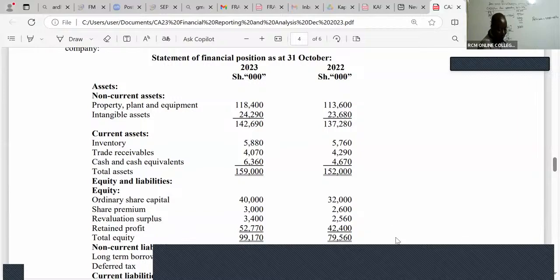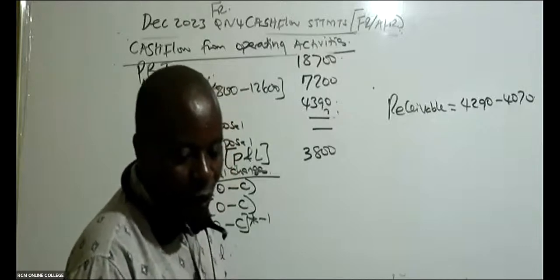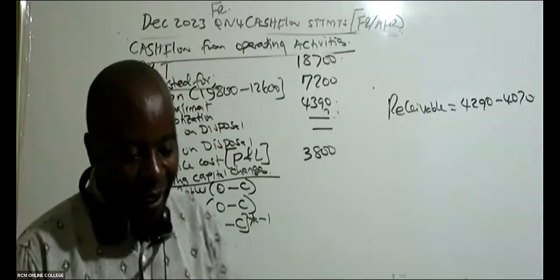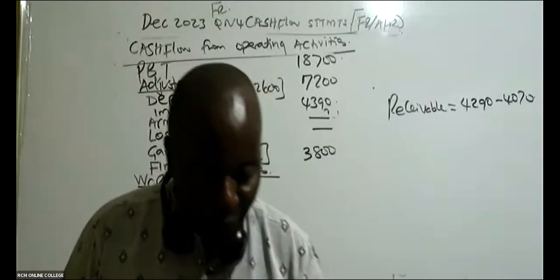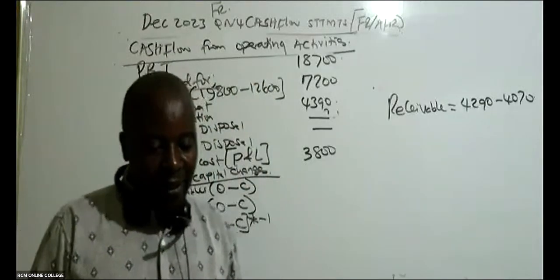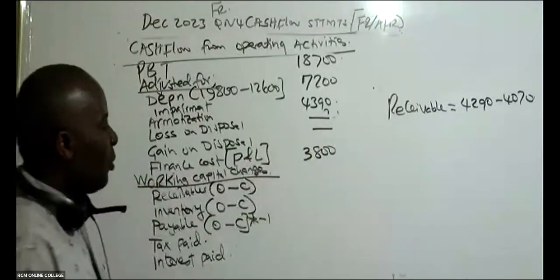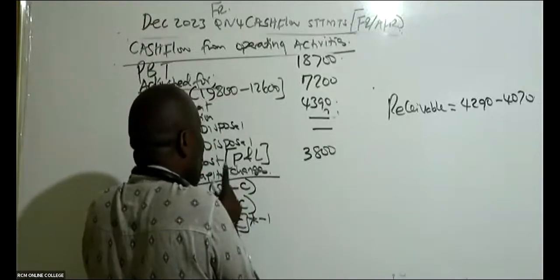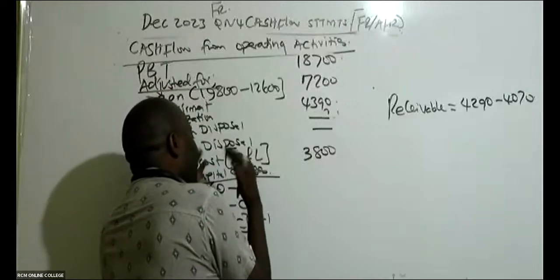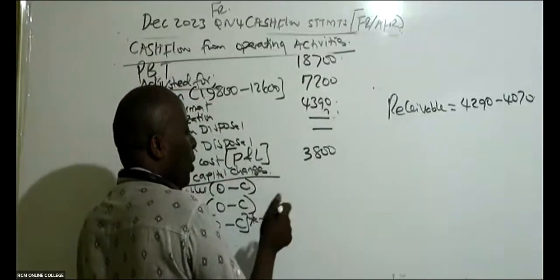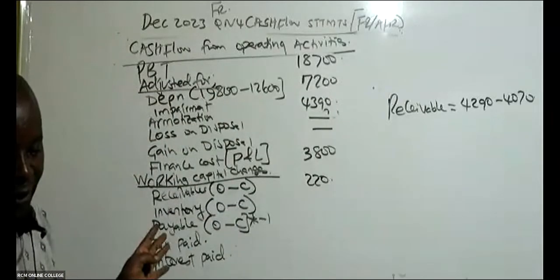The working capital change. Is it minus 220 or positive 220? It is positive, isn't it? So remember, when you use this concept of O minus C, you shall not be making an argument that receivables have increased. No, no. If you get positive, you write positive. As simple as that. 220 positive.